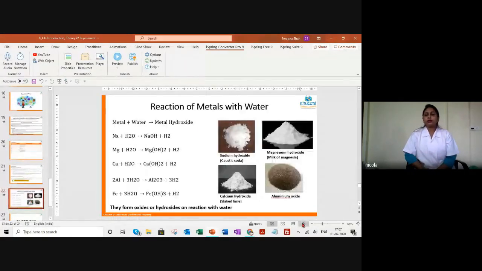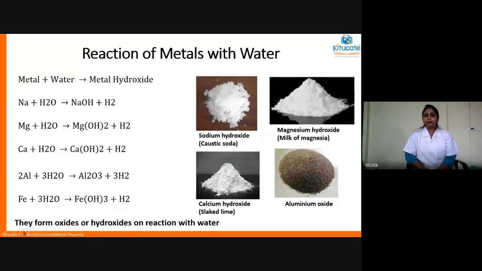We move on to the next one. So there are 4 properties that we are learning. How the metals and non-metals react with oxygen, water, acids, and bases. So these are the 4 chemical properties of metals and non-metals.